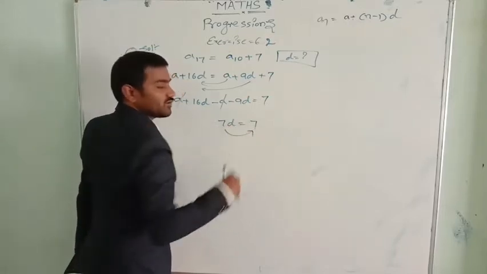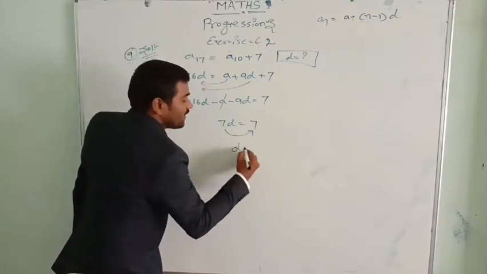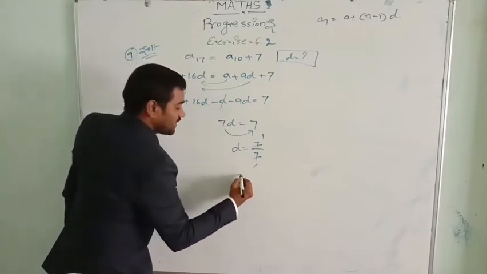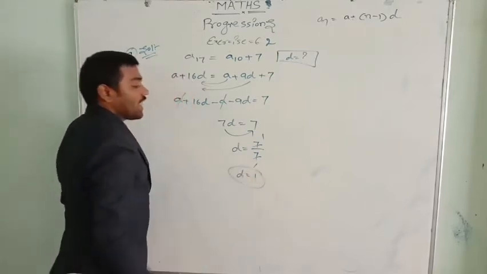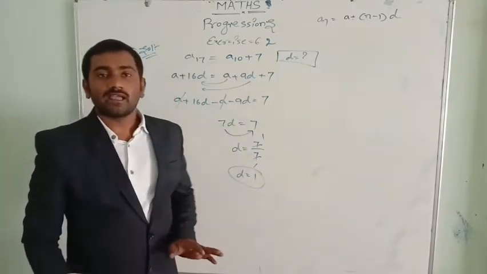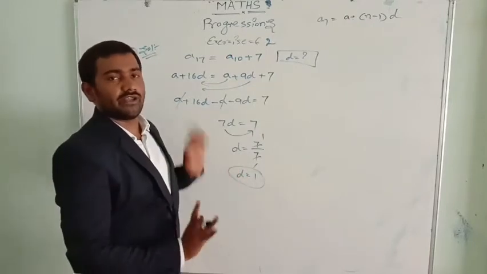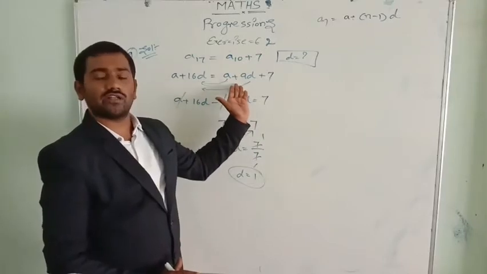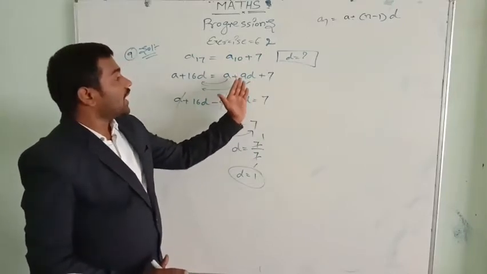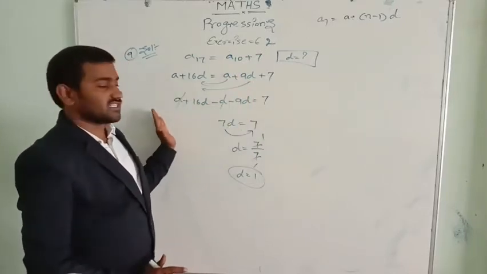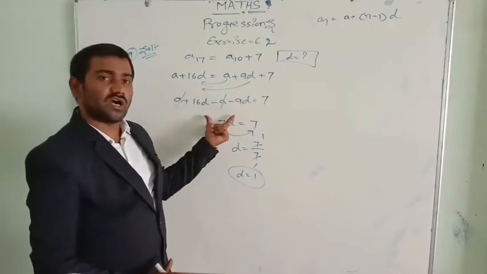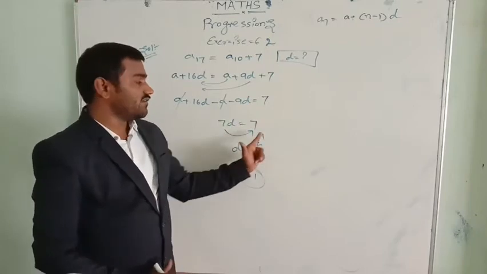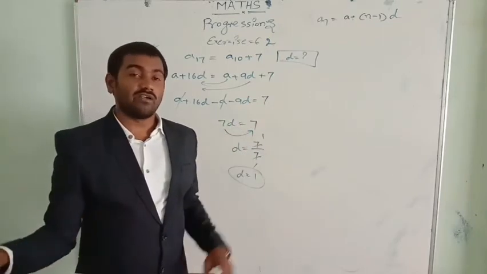This 7 is multiplying, so when you transfer it to the other side, 7 will divide. Therefore d equals 7 by 7, which is 1. What did you get now? d equals 1. Hence the common difference is 1. Very simple, completed. What did we do? We wrote A17 here and the A10 value here. Then we sent the unknown terms to the LHS and cancelled, and the d values remained. The difference of 16d minus 9d is 7d, and we transferred the 7 to the other side, so we got the common difference.